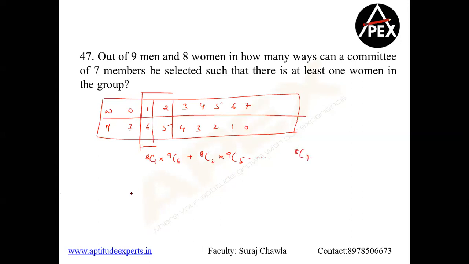Or the other way to go ahead is total number of cases minus taking out a case where there is no woman. The total number of cases we saw in the previous case is 17C7, and if there is no woman, that means I'm talking about a committee with all the 7 men. So therefore 17C7 minus 9C7 becomes your answer.